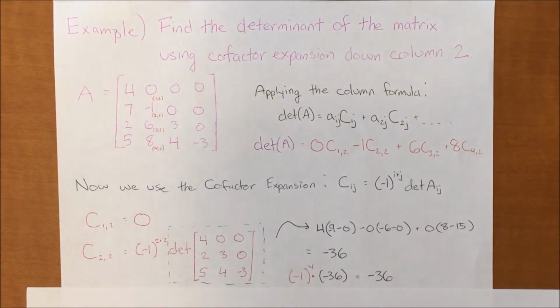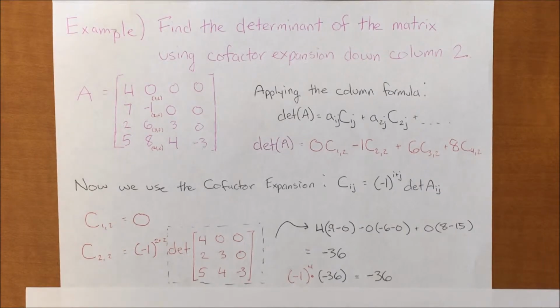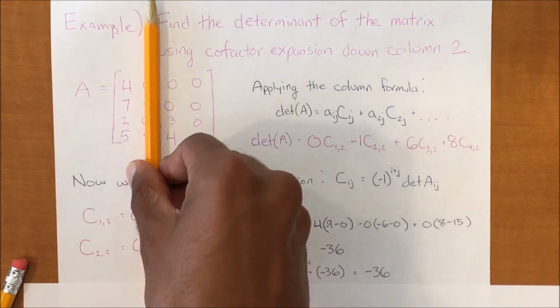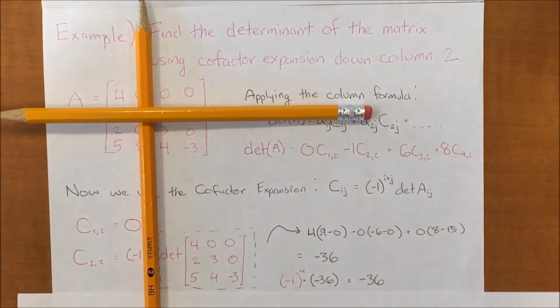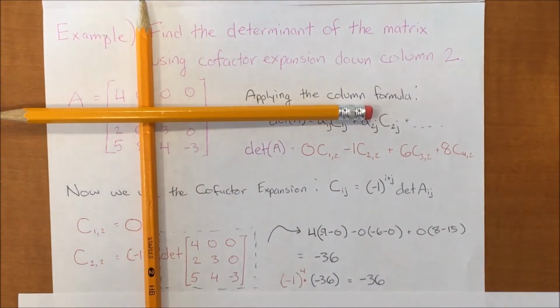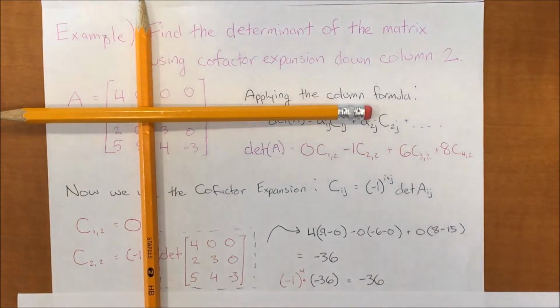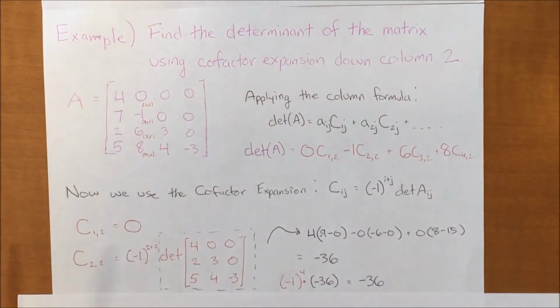This matrix was created by covering up the row and column associated with the entry we're dealing with. So since we're dealing with entry 2,2, cover this row here, or this column here, and this row here, we get a new matrix, 4, 0, 0, 2, 3, 0, and 5, 4, negative 3. We can calculate the determinant of this new 3 by 3 matrix by using more cofactors or by using the diagonal trick. When we calculate it, we get the answer of negative 36. But make sure you remember to multiply by the sign multiplier, which turns out to be negative 1 to the 4th power, which is just 1.